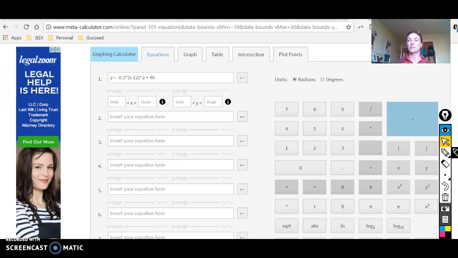So x, any place you see a t in that formula, you're going to replace it with an x, and the C of t you would replace with y. So just like I've done here. So I'm going to go ahead and write what the original formula looked like for you. So the original formula you were given was C of t equals negative 0.3 times the quantity t minus 12 squared plus 40.